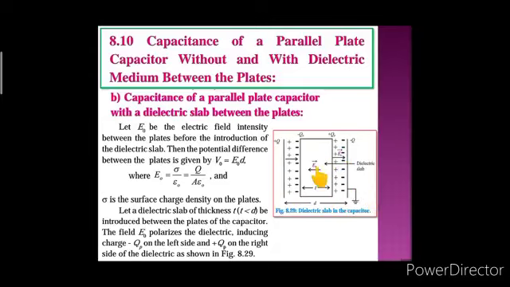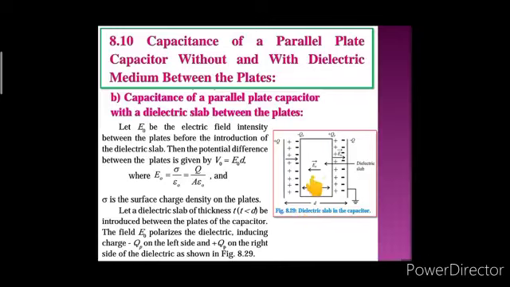As we are introducing a dielectric slab in between these two parallel plates of the capacitor, the electric field E0, which is the electric field intensity between the two parallel plates, will polarize the dielectric which is introduced over here, and hence due to this polarization we can say that minus QP charges are induced on the left side of the dielectric slab and plus QP charges are induced on the right side of the dielectric slab, as you can see in this figure 8.29.